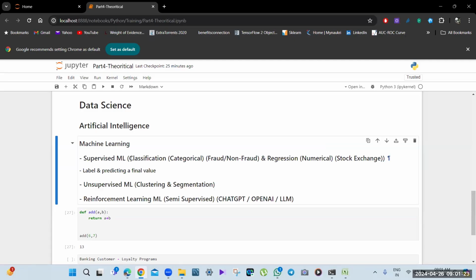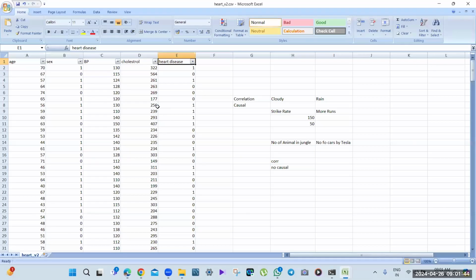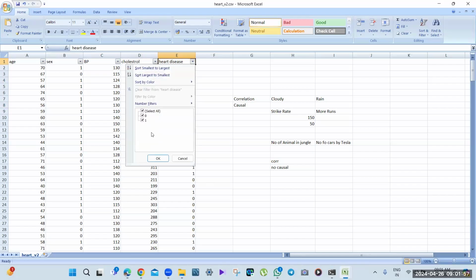So supervised machine learning are those machine learning algorithms where we do have a label in the final data set, the data set that we will receive, and we are predicting a final value at the end of the day. If these two conditions are met, then this is a supervised machine learning algorithm. So again, coming to heart, do we have a label in place? Yes. Heart disease. Do we have a variable that we have to predict? Yes, and we are predicting whether the final result is going to be 0 or 1.